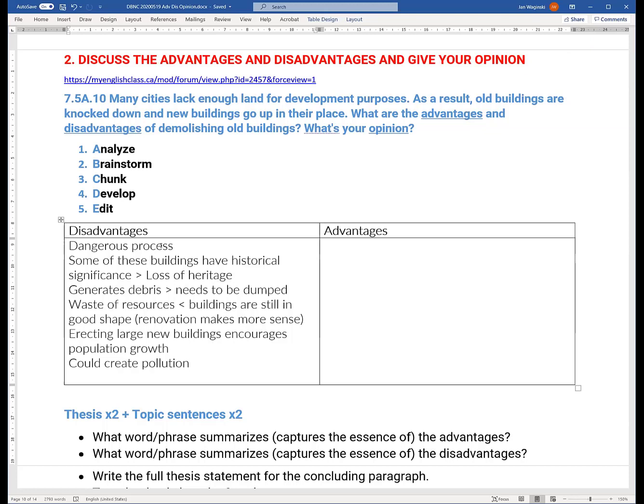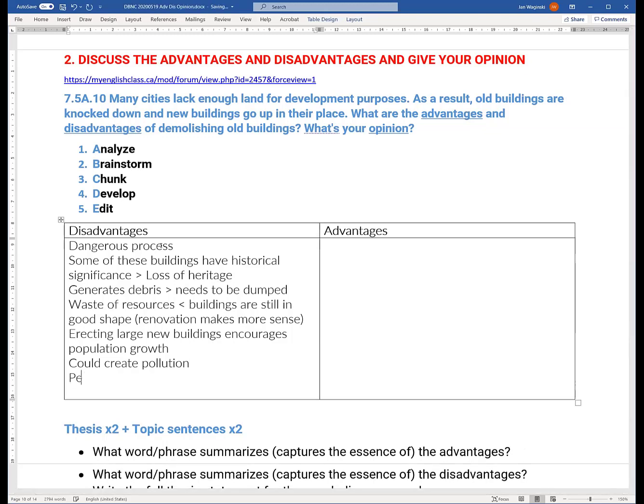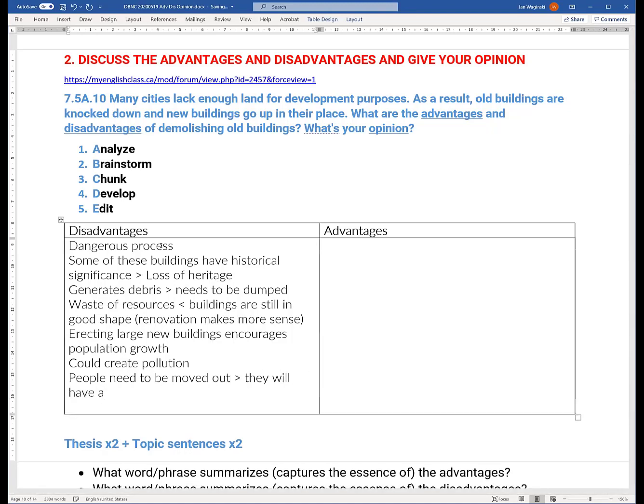Thank you. Okay. I think there is also one disadvantage: when you move the people, they will have a hard time to find another place to live in. Okay, we've got lots of ideas here.